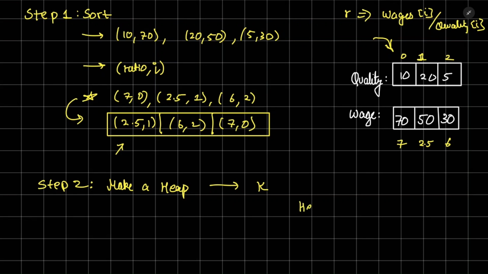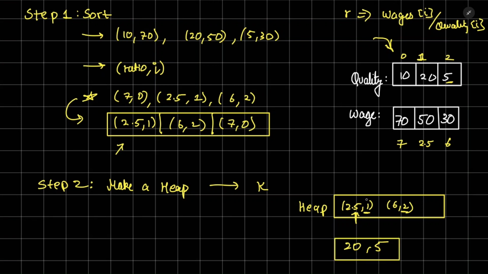So if this is our heap, first we will insert the first two entries. That would be 2.5, 1 and 6, 2. But we are not pushing these values. Okay, we are going to push the quality. So for this worker, we will look at this index for the quality. That would be 20. And then for the second worker, the quality would be at index 2. So that would be 5. So 20, 5. These are the entries of our heap. Okay, I have drawn this just to make you understand. Now, this is our heap.